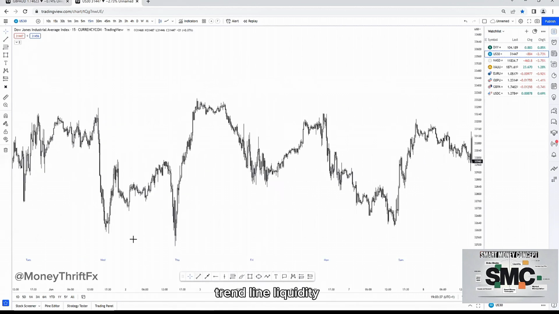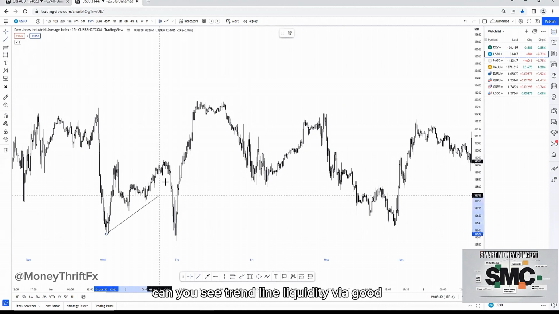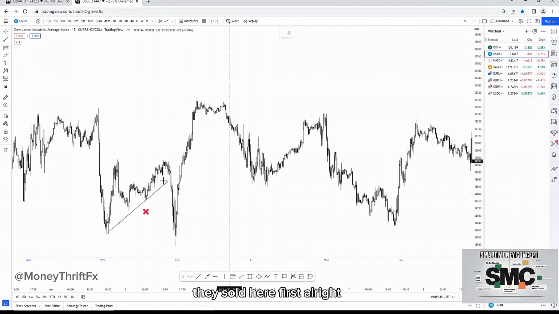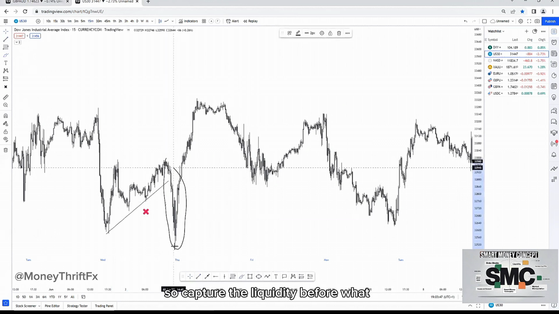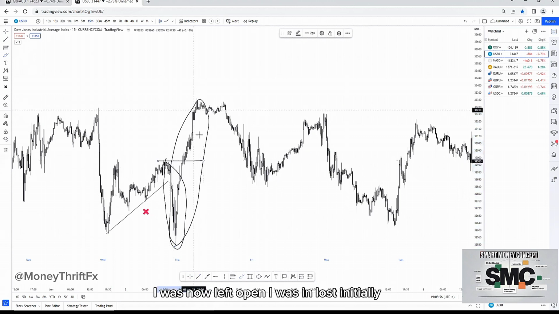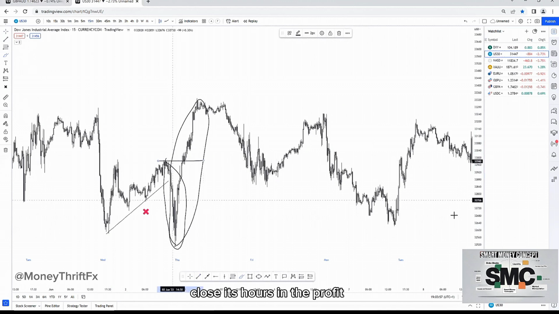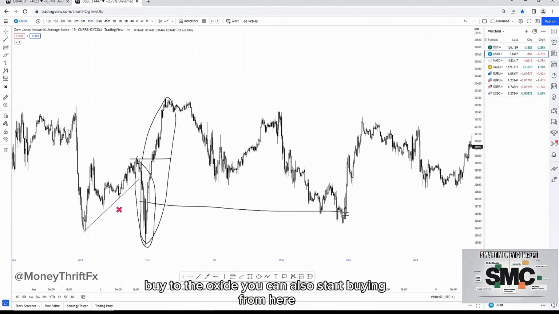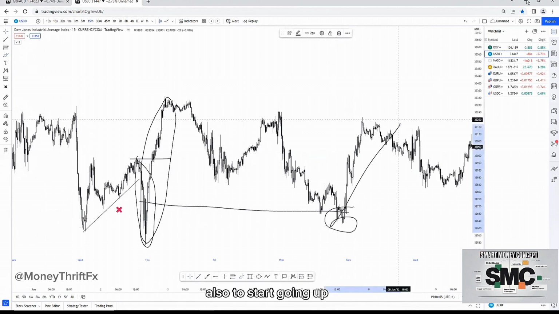Look at this also. What can you see? Trendline liquidity. Can you see trendline liquidity over here? Good. What did the banks do? They sold here first, to capture the liquidity before buying. And then what happened? They sold back down into that sell position that was left open, in a loss initially here, to close it out in profit, and then continued to buy to the upside. You can see how I started buying from here also to start going up.